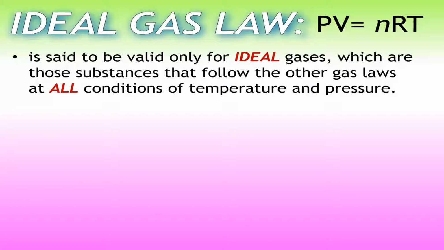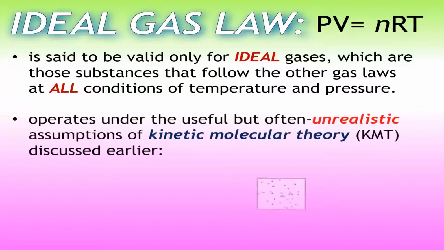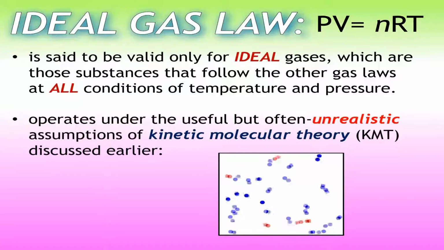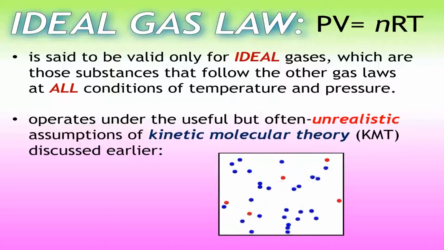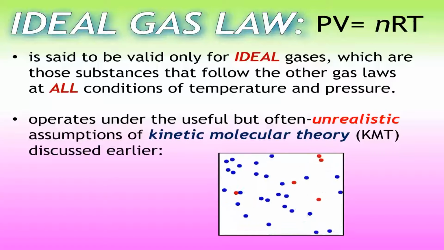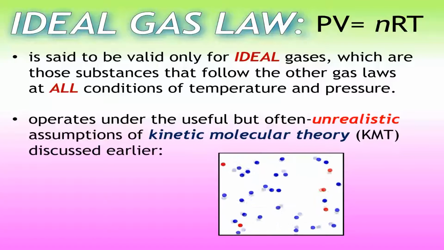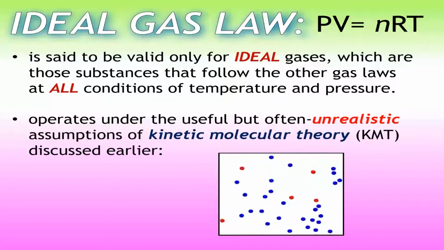Now, this ideal gas law is said to be valid only for ideal gases. And an ideal gas really doesn't exist because an ideal gas is something that we assume, something that probably isn't true, that you have a substance that will follow all the other gas laws at every possible condition of temperature and pressure. In other words, the ideal gas law is operating under the very useful but often unrealistic assumptions of kinetic molecular theory, KMT, which we discussed in States of Matter, Part 1.